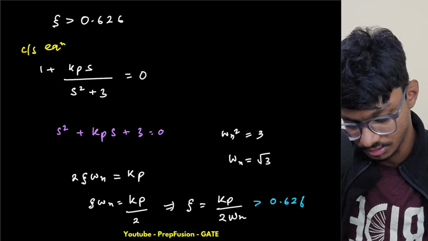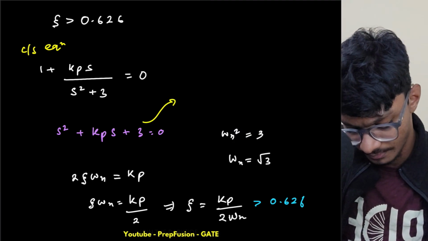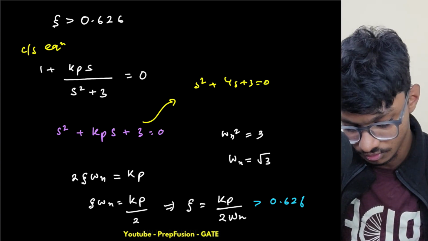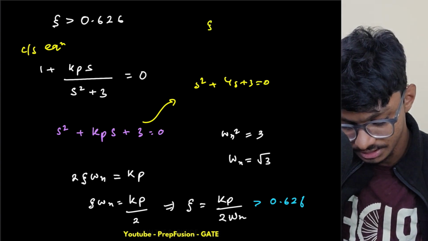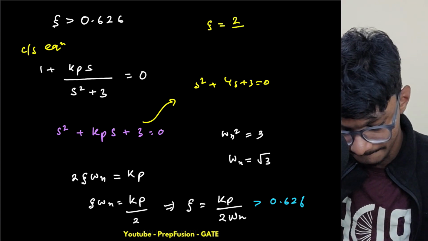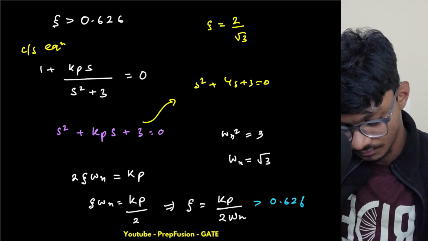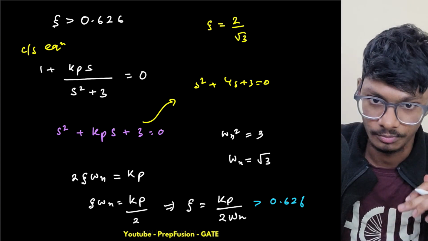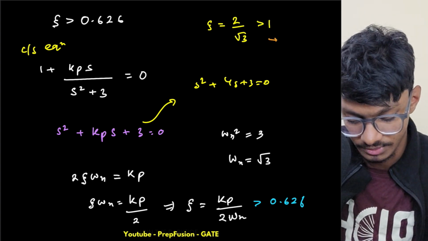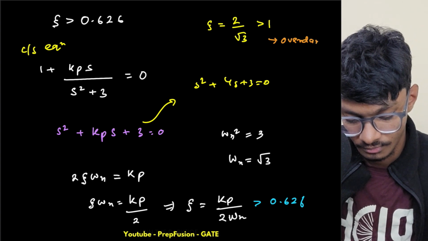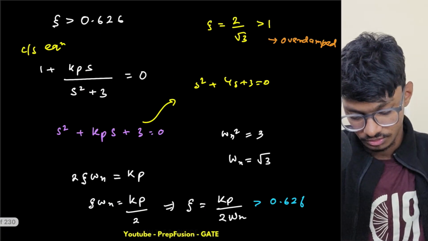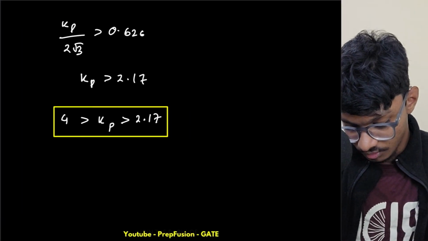If you put Kp equals to 4, s square plus 4s plus 3 equals to 0. So that is what we missed. Here my zeta will be: 2 zeta omega n is 4, so zeta is 2 by root 3, which is more than 1. Root 3 is 1.732, so this is greater than 1. That means my system is overdamped, which I cannot allow. So obviously from this condition also you could have said that I cannot allow this.